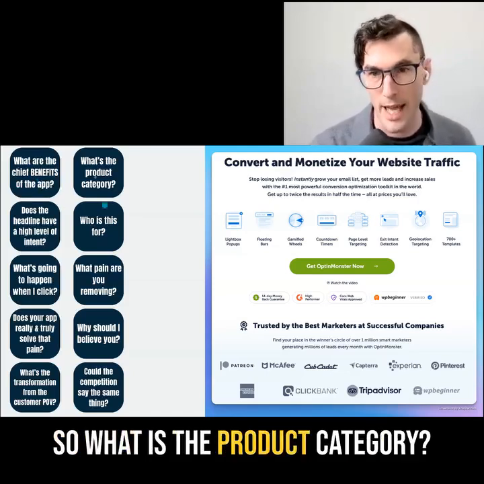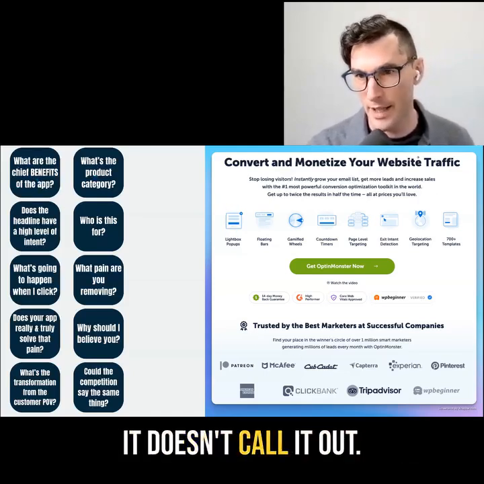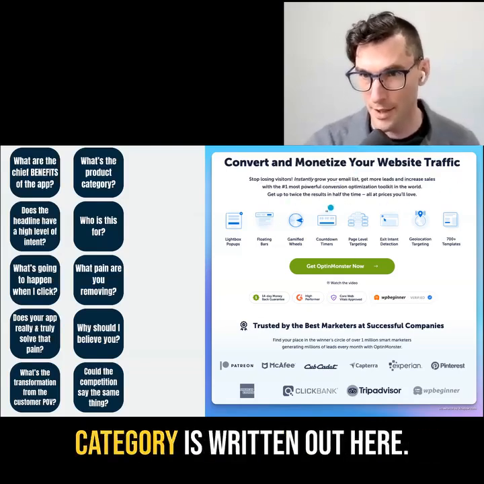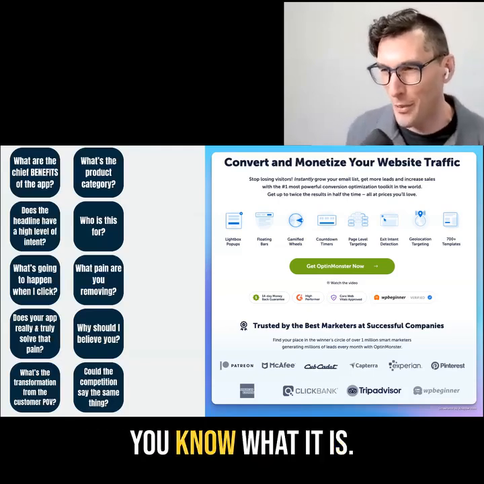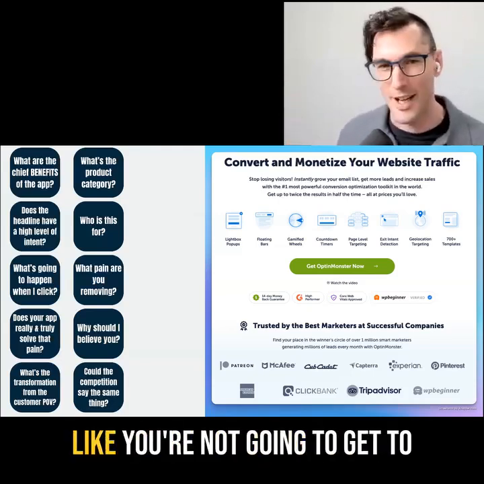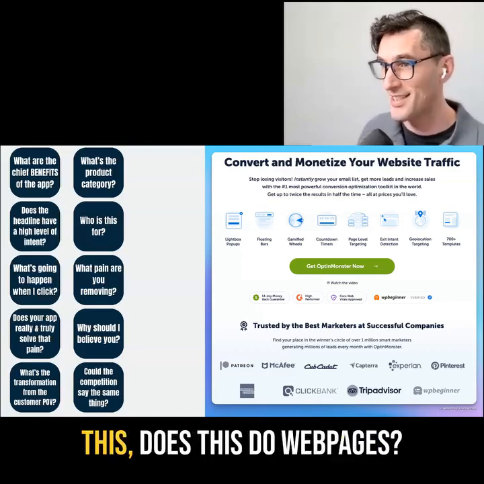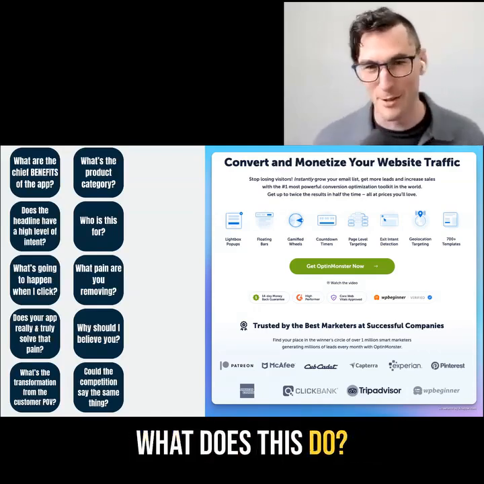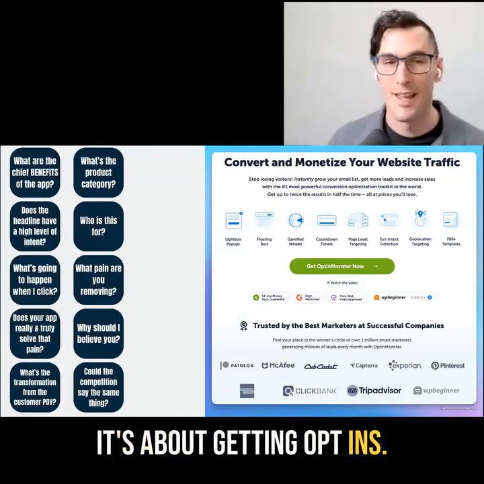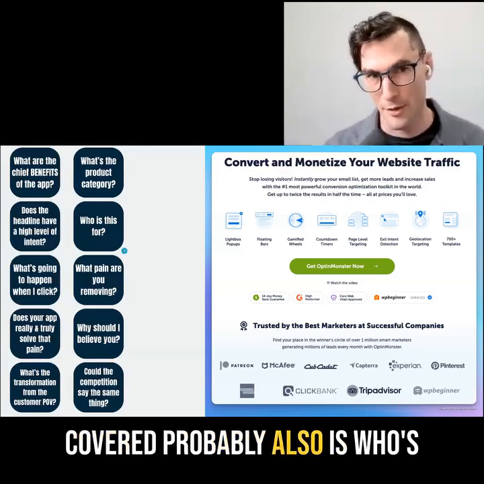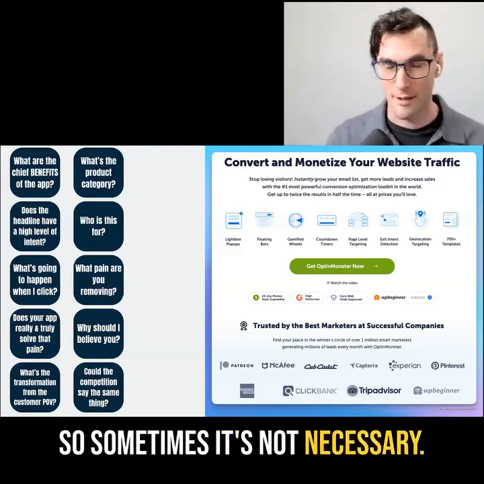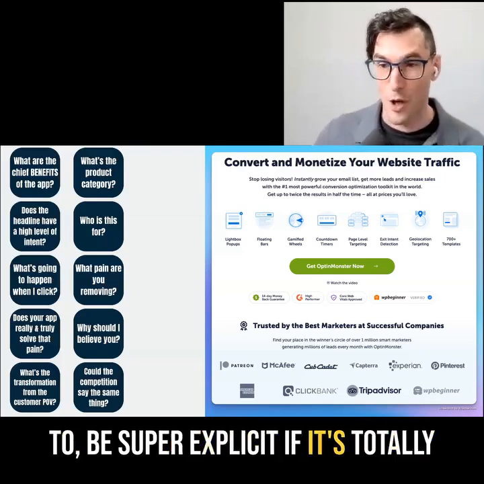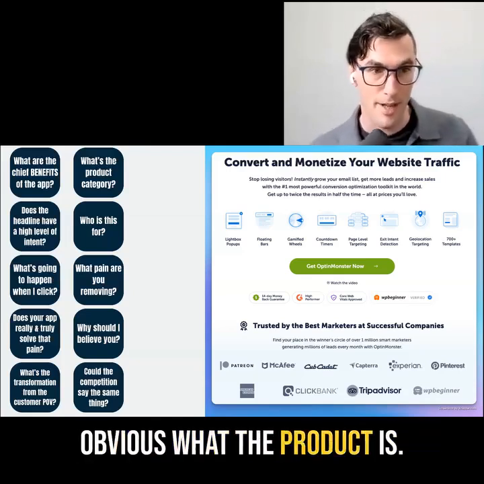So what is the product category? It doesn't call it out, obviously. It doesn't say, hey, product category is, written out here. But I think just for Opt-in Monster, you know what it is. It's not confusing to folks. You're not going to get to Opt-in Monster and say, gosh, does this do web pages? What does this do? You're going to know it's about getting opt-ins. So the product category is covered, probably also who it's for, because it's in marketing. Sometimes it's not necessary to be super explicit if it's totally obvious what the product is.